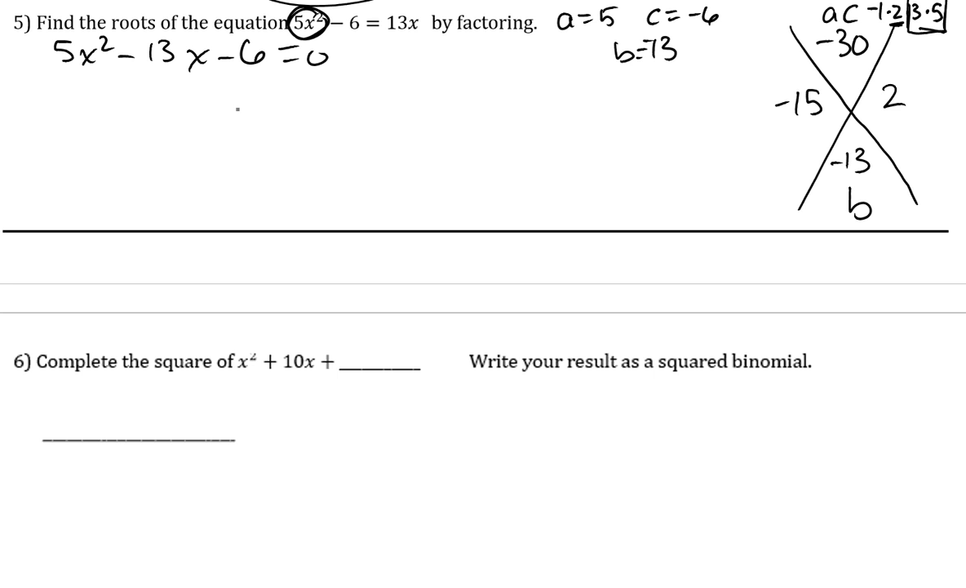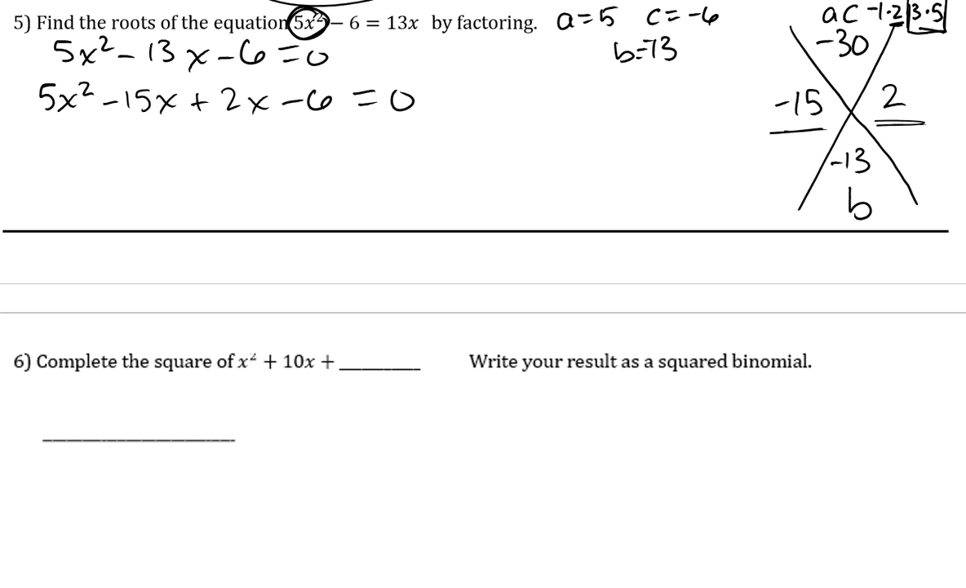So I'm going to write this now. I've got 5x squared, and I'm going to split the negative 13 up. Negative 13x is the same as negative 15x plus 2x. So again, this part right here, negative 15x plus 2x, equals negative 13x. And then I've got this negative 6 still, and this equals 0. So that's the splitting part, right? I've split my linear term, negative 13x, into two parts, and the thing that guided me were these values, the negative 15 and the 2.